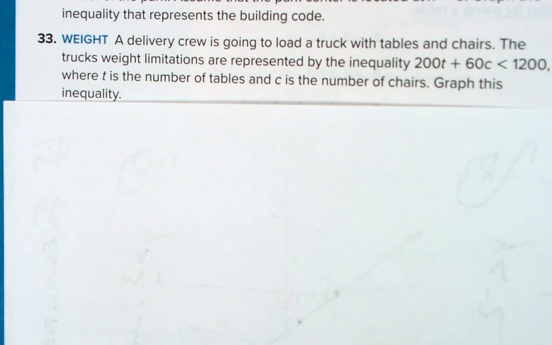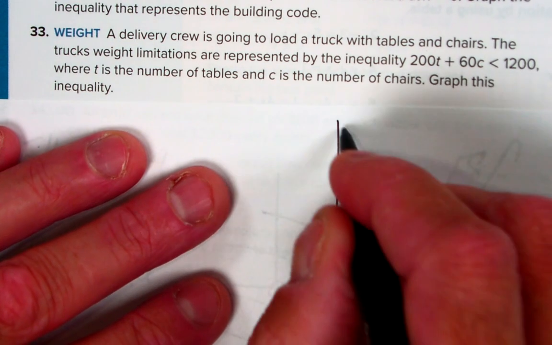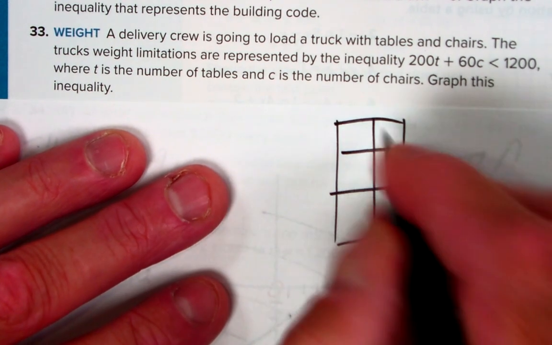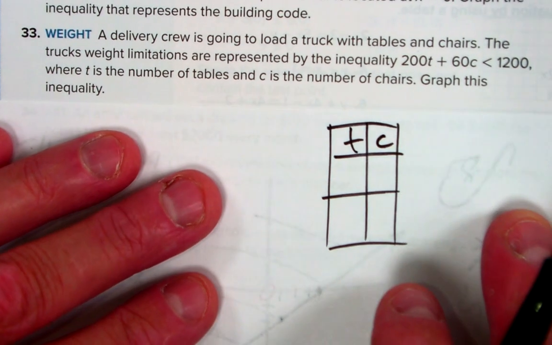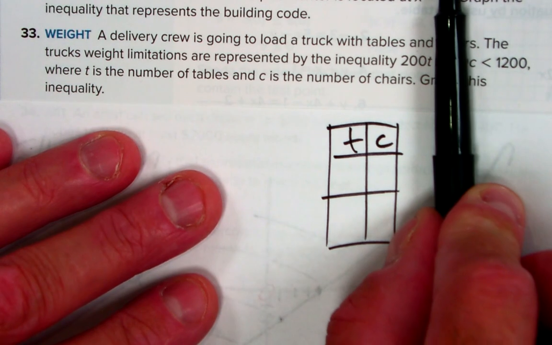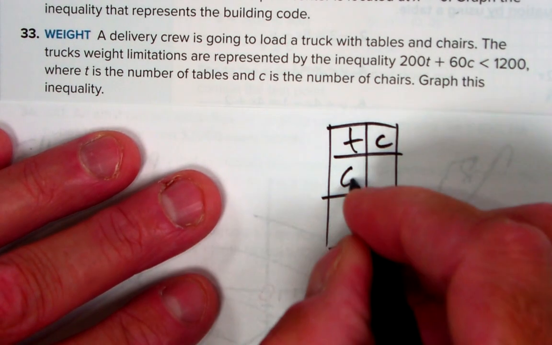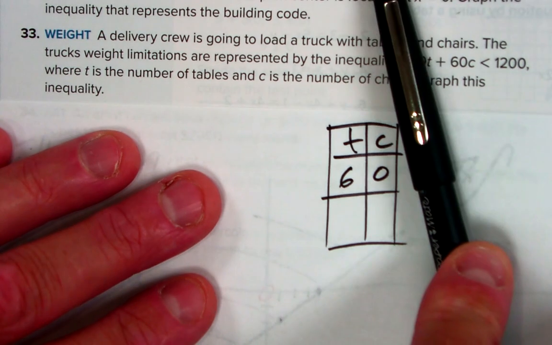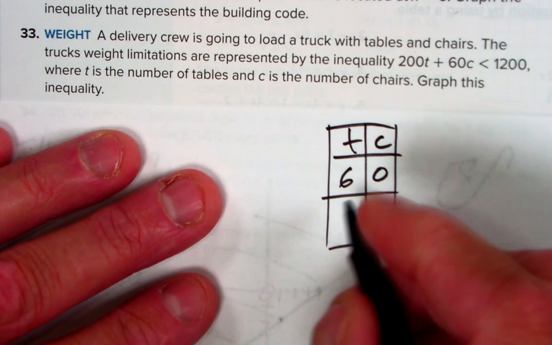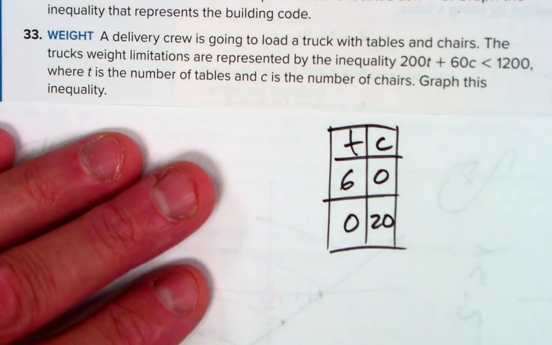200, because it's 200 pounds for every table. How much does a chair weigh? 60 pounds for every chair. What's the weight limit of the truck? 1,200. Okay. So what I would do in this situation, if I'm going to graph it, first thing I'm going to do is find my intercepts, and it doesn't matter which order you do this. My t-intercept is 6. So 6 tables, no chairs. My c-intercept is 20. That would mean 0 tables, 20 chairs.